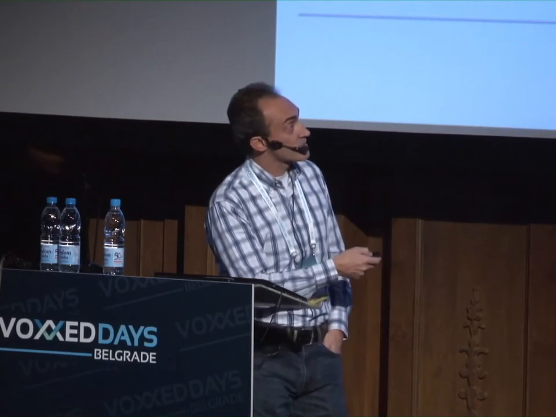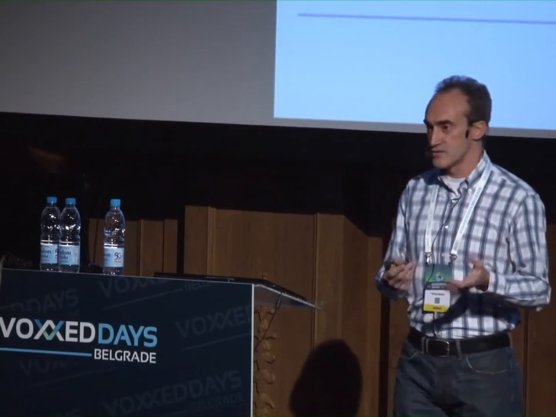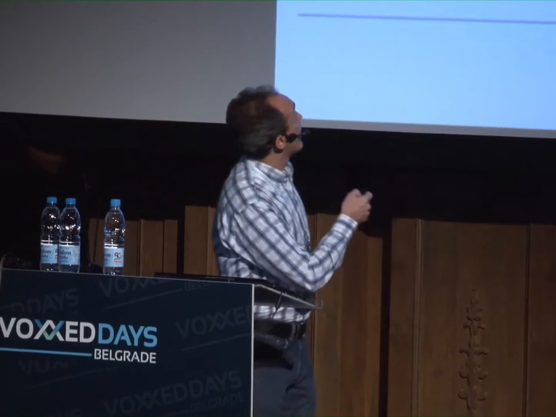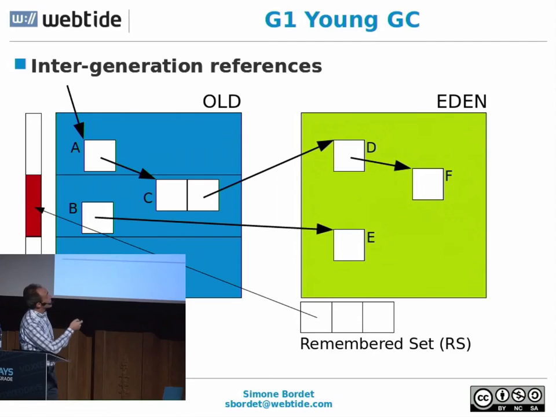And the additional work is exactly the one that I showed you here, basically marking the card and possibly doing some work on the remember set. And this is the way G1 is actually doing things. So whenever I create this pointer from B to E, the write barrier triggers and G1 says, okay, marking this card table, then I'm updating the pointer.